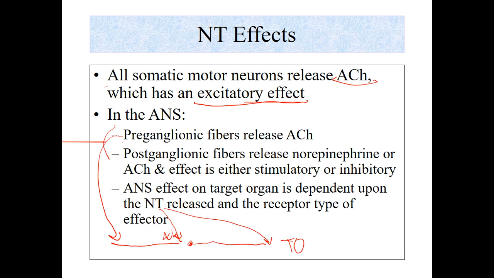Postganglionic fibers are either going to be releasing norepinephrine or acetylcholine. The effect is either going to be stimulatory or inhibitory, and that really depends on the neurotransmitter and the receptor, right? We're going to have receptors here for that neurotransmitter. We're going to have receptors here for this neurotransmitter. I think it's the next part, I have a blank slide, and I'm going to draw this out as we add more and more information.